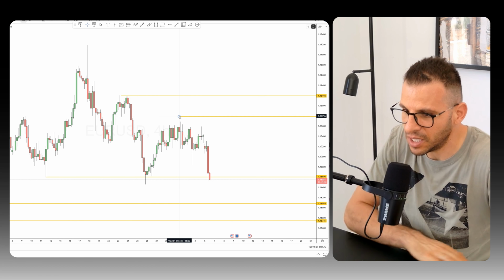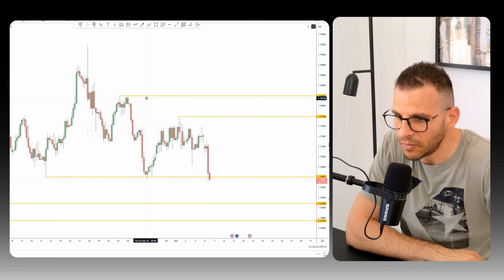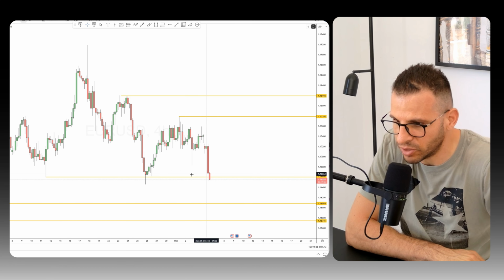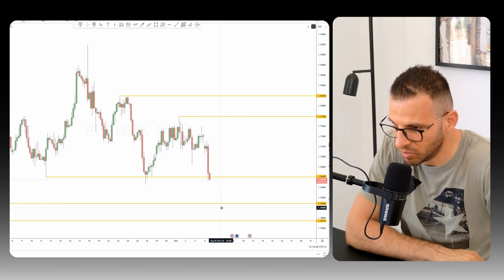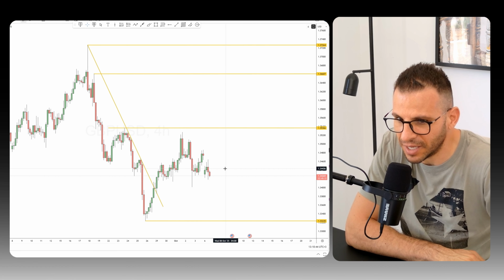On the other hand, if the price changes direction and goes up, the first key level of resistance is Wednesday's high right here. And the other one is right there. But I believe, based on this chart pattern, that the market has more room to move to the downside.